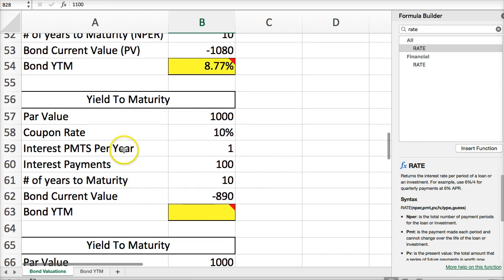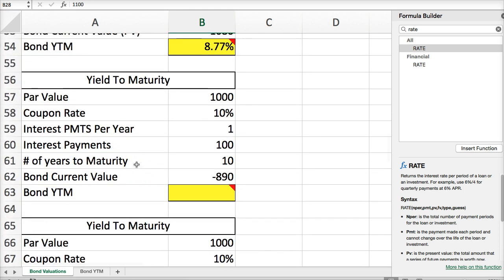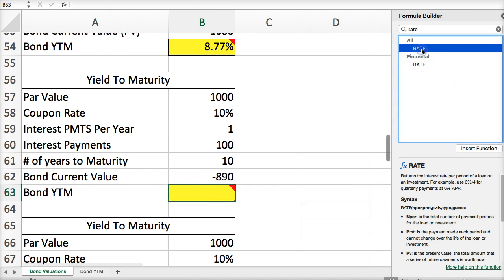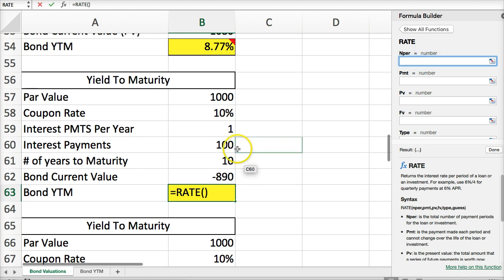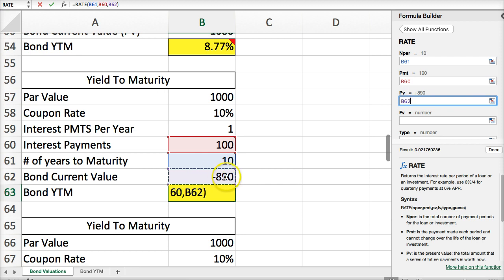So why don't you try that on the next two problems? Pause the video, try it, and when you restart, I'm going to show you how to calculate it. Again, we're using the rate function here to calculate. N per is the number of years. Payment is the coupon payment. Present value is the bond price. And this one's selling at a discount. And future value is the par value.